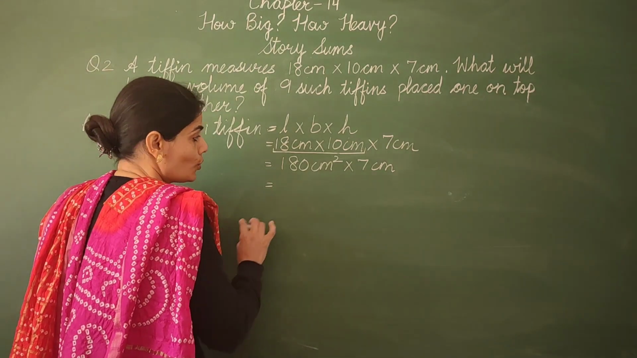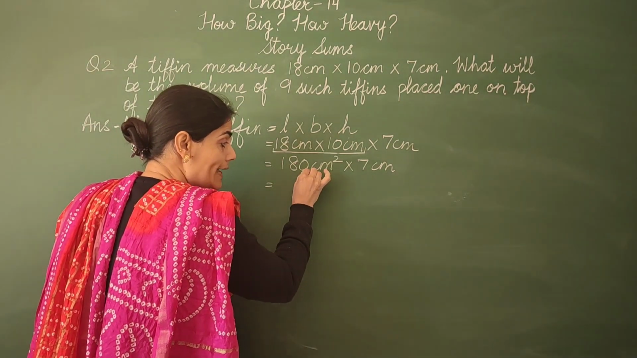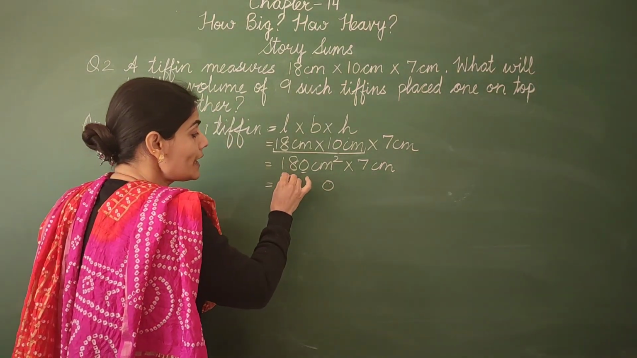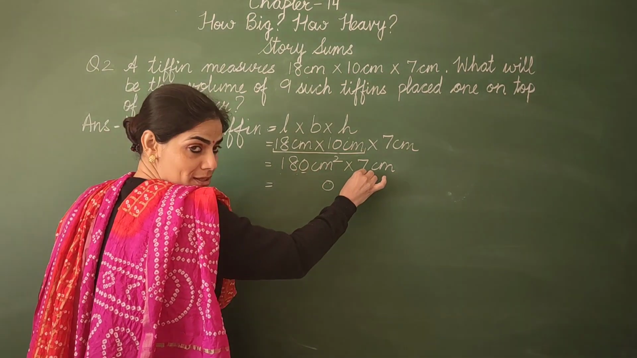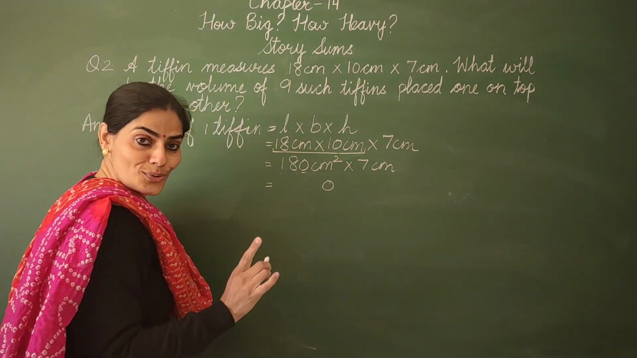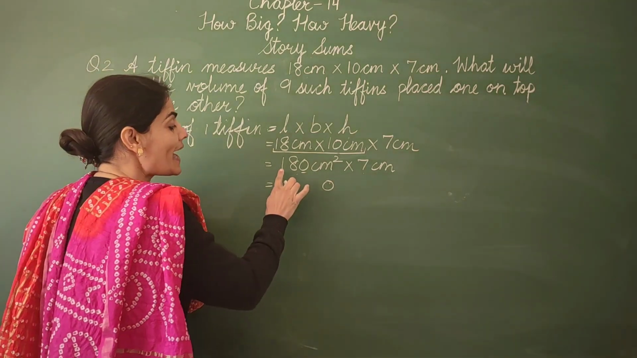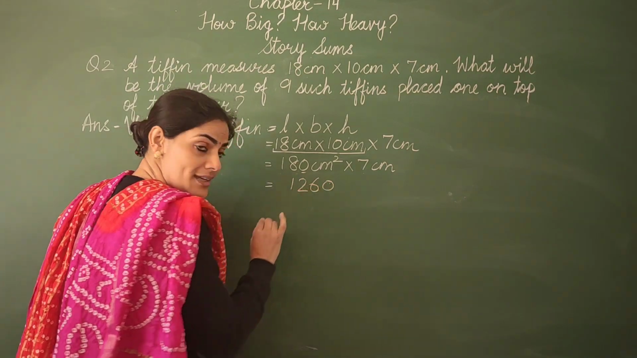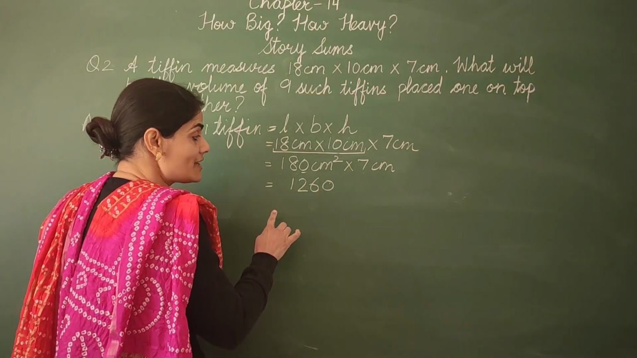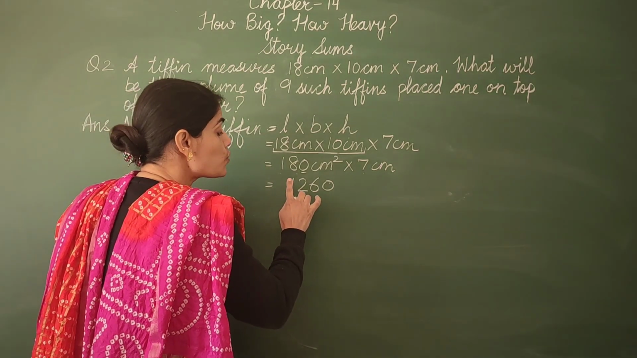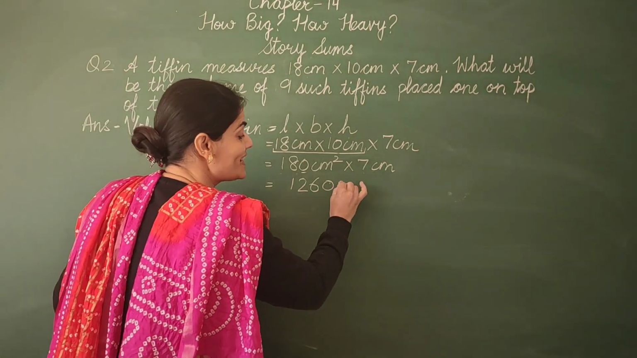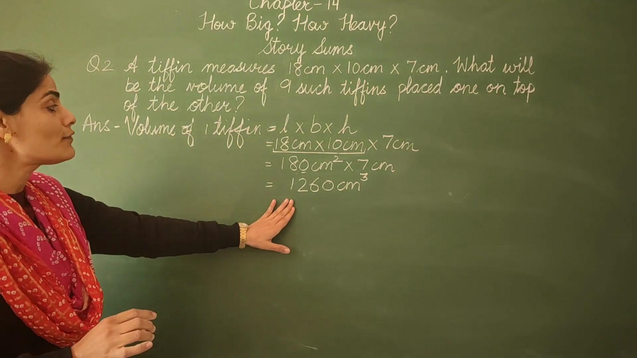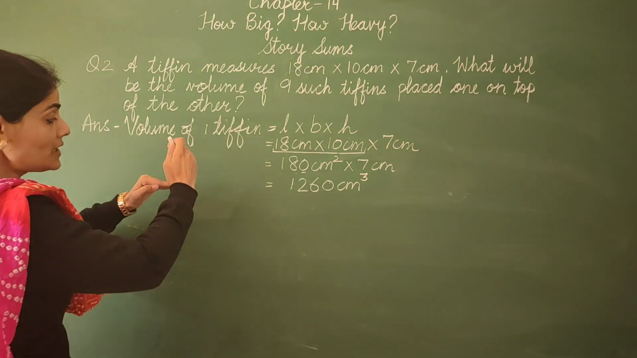Now we all know that when the number is ending in a 0, we can write 0 straight away in the product first, and then the leftover digits should be multiplied by the other number. You all know the table of 18, isn't it? And 18 times 7 is equal to 126. So your answer is volume of one tiffin is 1260 centimeter cubed.